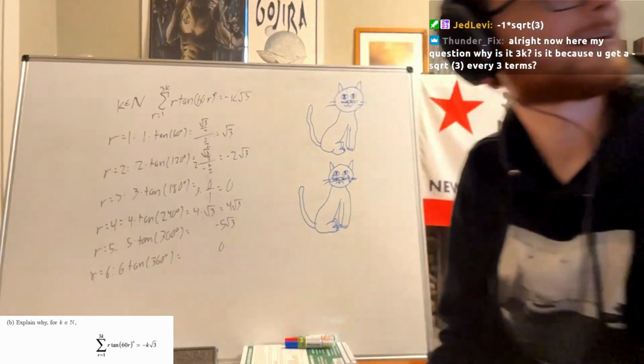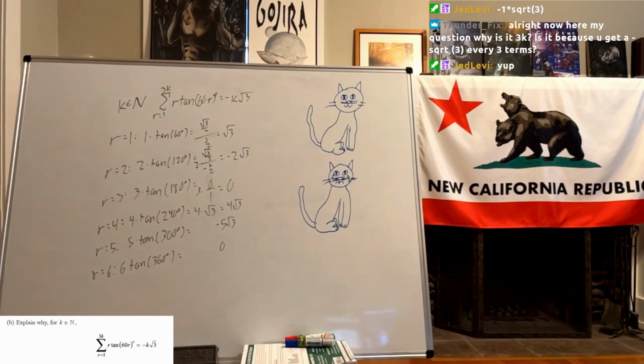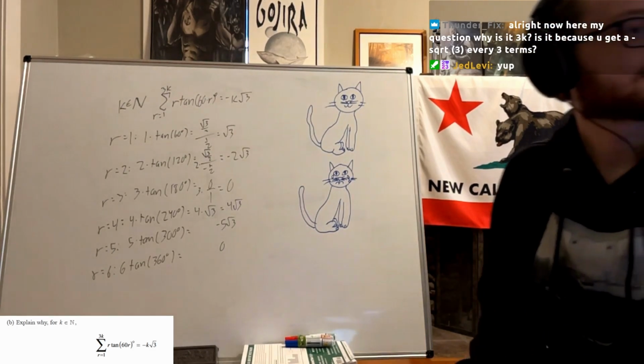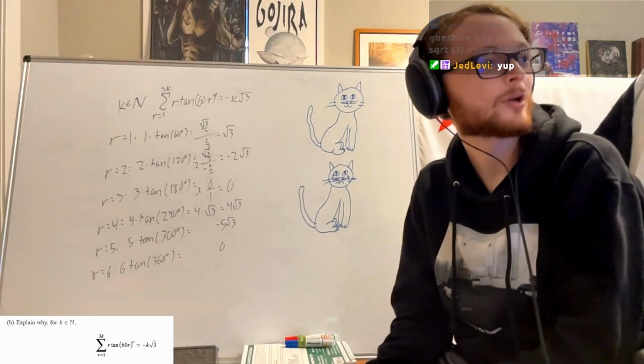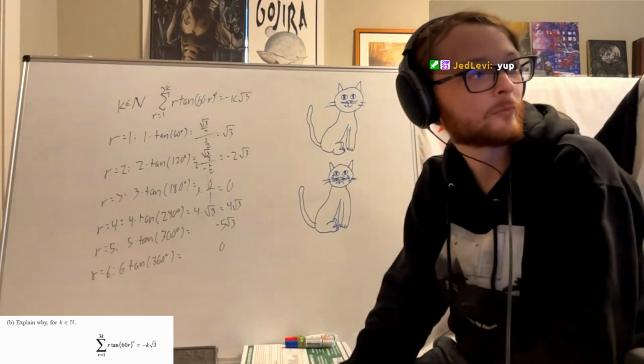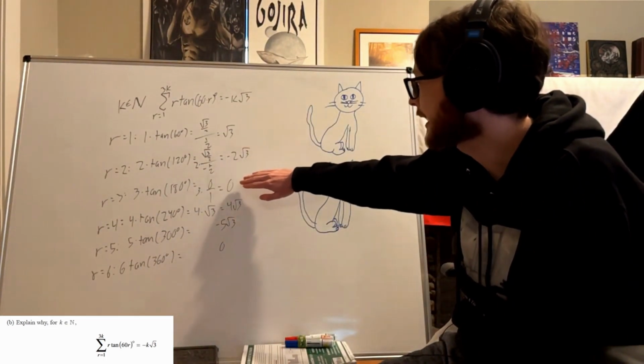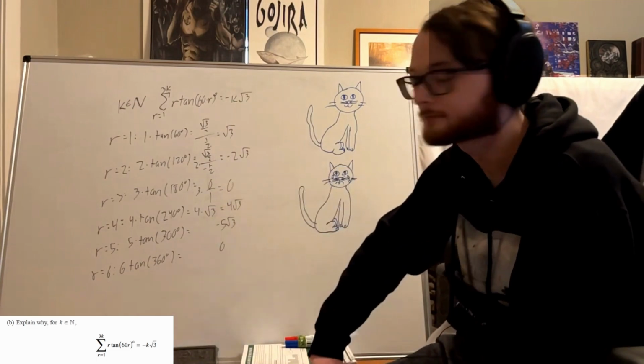Why is it 3k? Minus root 3, Jed, yeah. Why is 3k? Because you get a minus square root 3 every 3 terms. Yeah, Thunder, so 3k is just because it was given to us in the problem, and they engineered the problem so this nice pattern works out here. So 3k always corresponds with a 0.